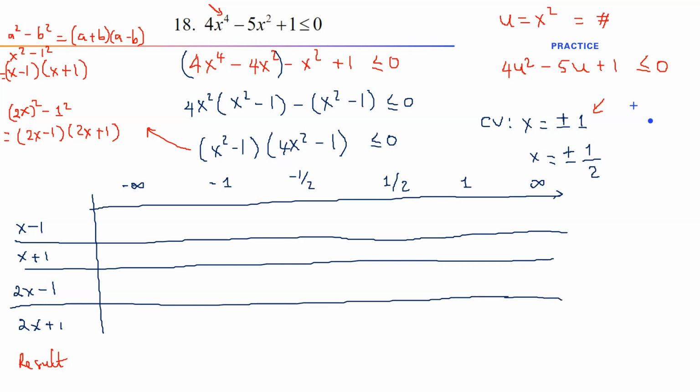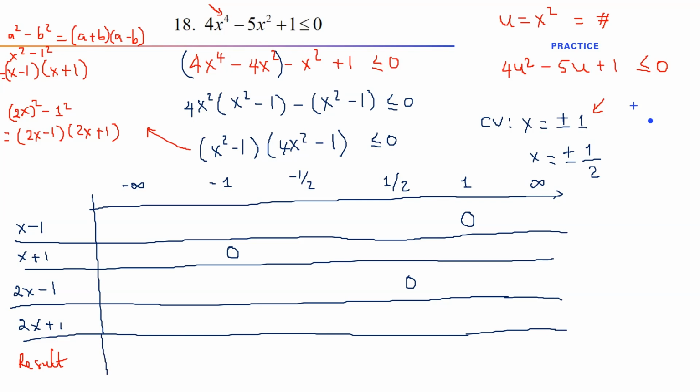Alright, so at -1 here it's 0, at 1 here it's 0, at 1/2 that's 0, and then at -1/2 this one equals 0. Each of these makes the expression 0.